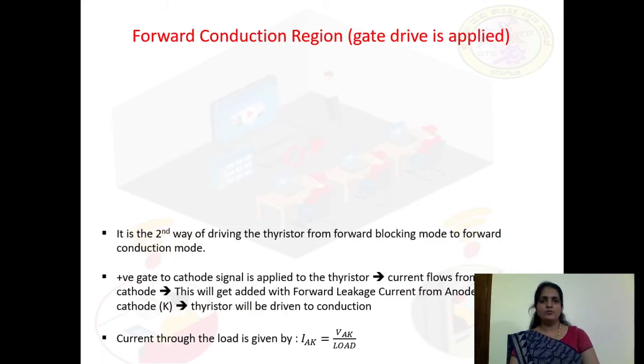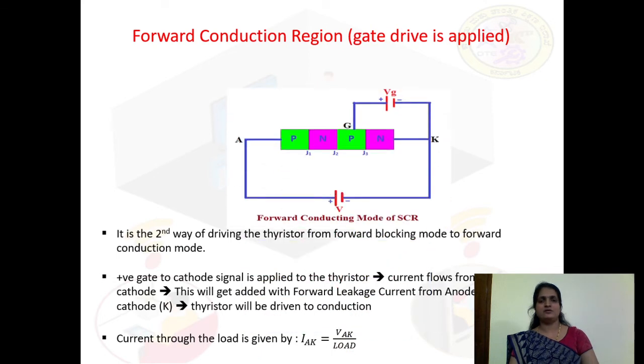And coming to the other technique, called gate drive is applied. This is the gate drive, that is, the voltage applied at the gate. This is the second way of driving the thyristor from forward blocking mode to the forward conduction mode, from blocking to conduction mode. Here a positive gate-to-cathode signal is applied to the thyristor. Between the gate and the cathode, it is positive and negative. Here we are providing a gate-to-cathode signal, a positive voltage.